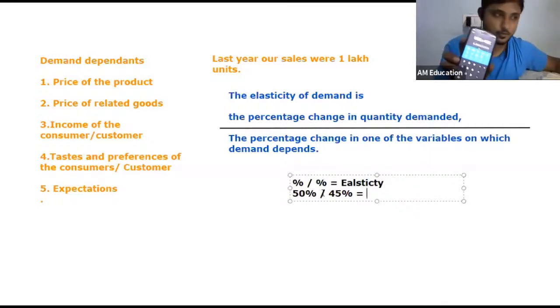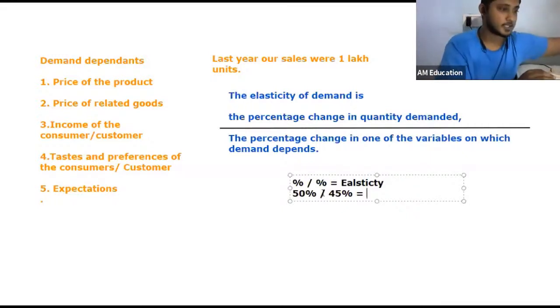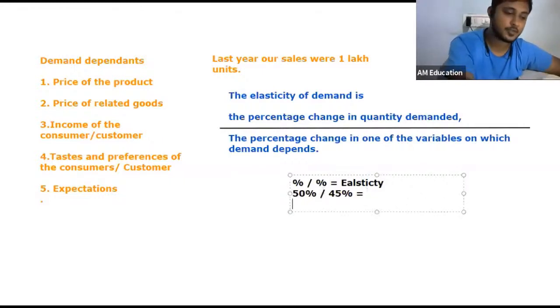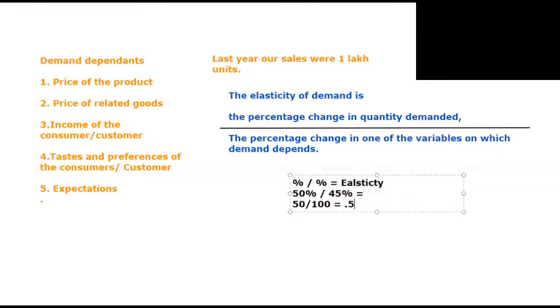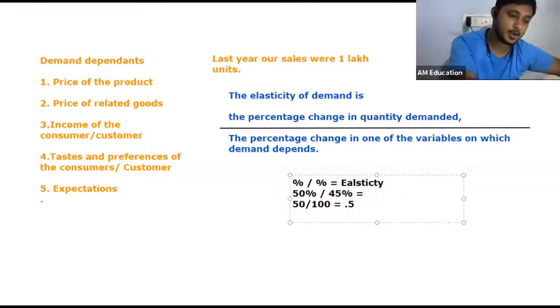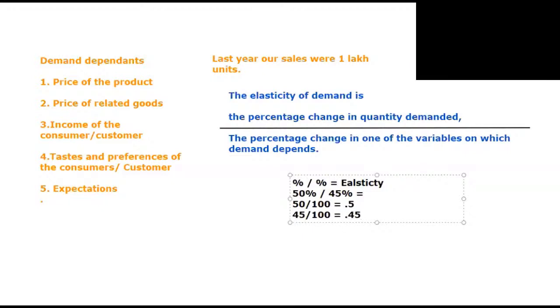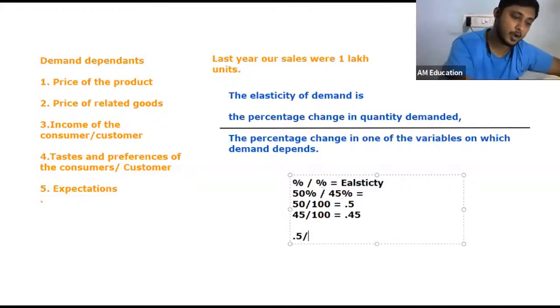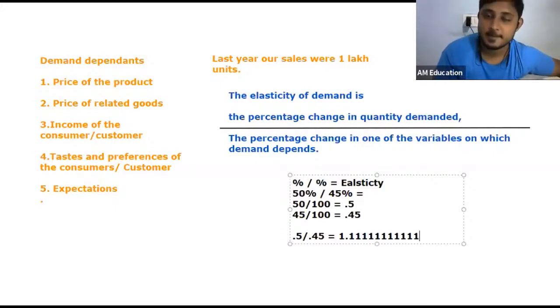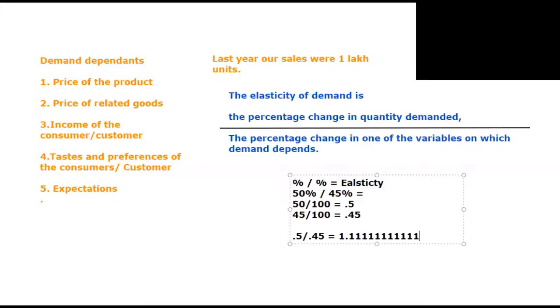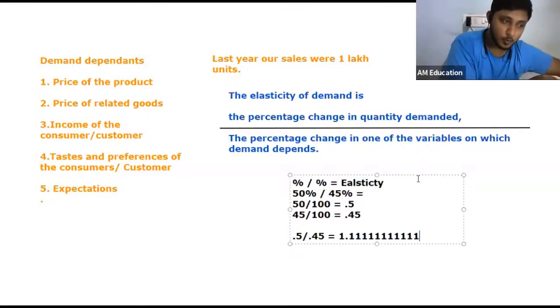For those who didn't do it on the phone, an easier way of doing this is: 50% is how much? 50 by 100, so that is nothing but 0.5. And 45 by 100 is 0.45. So what do I have to do? 50 by 45, so 0.5 divided by 0.45. It is 1.111111. All of you got the same answer? Yes, sir. Lovely.